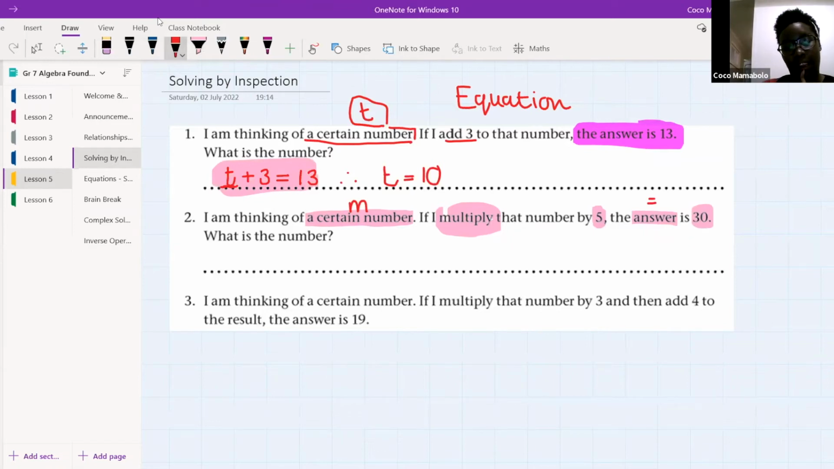Okay. Yes, ma'am. Let's go. What's it going to sound like? What am I writing? M times 5 is equal to 30. Excellent. And then we need to say that big word that we just learned. What is it? Therefore. Therefore, M, not T. Remember, you chose M. M is equal to 6.